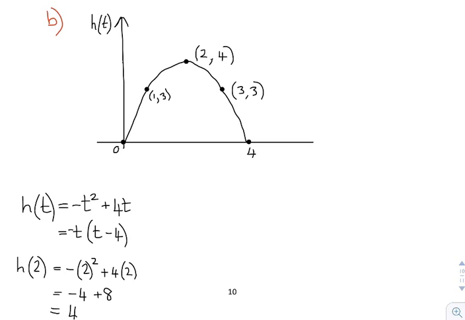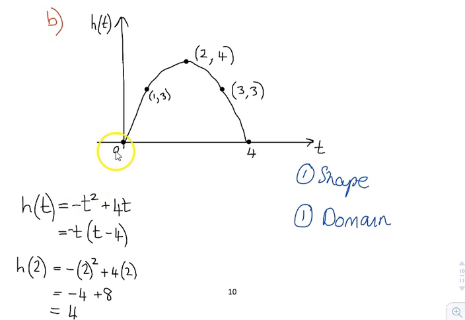Label your axes as h of t and t. You'll get 1 mark for the shape. Again, 1 mark for the domain, because you can't have floodwaters that are less than 0. And lastly, 1 mark for correctly labeling your equation. And that is complete.